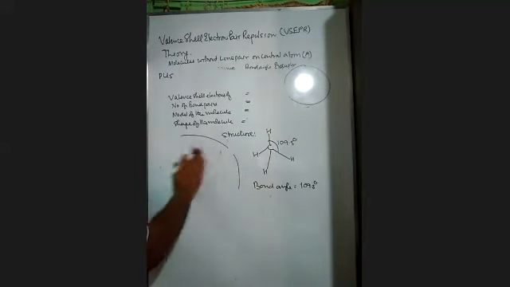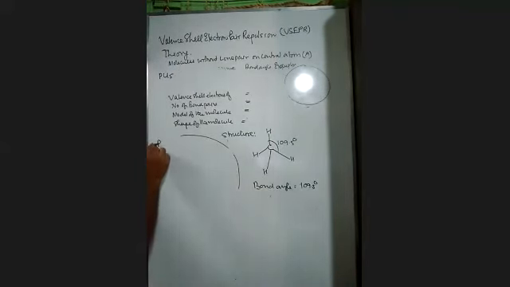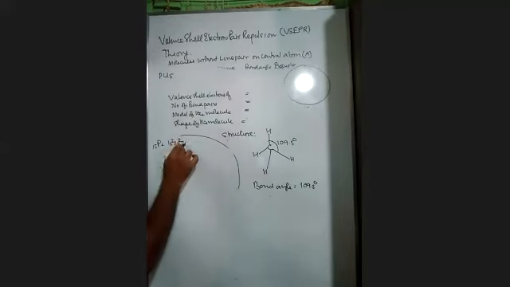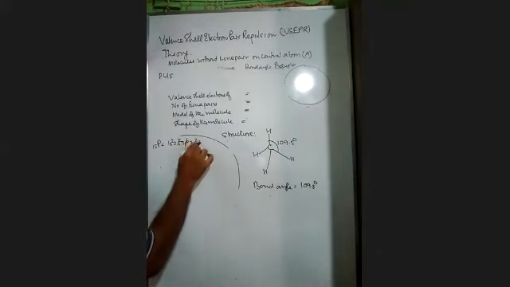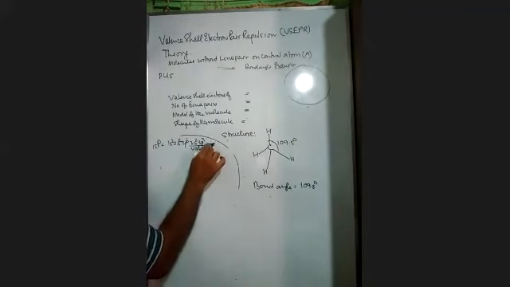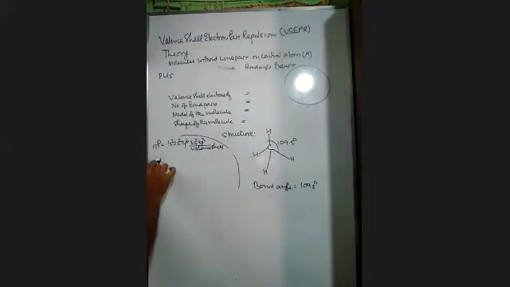PCl5. Phosphorus atomic number is 15. 1s2, 2s2, 2p6, 3s2, 3p3. This is the valence shell. So 5 electrons will make 5 bond pairs.